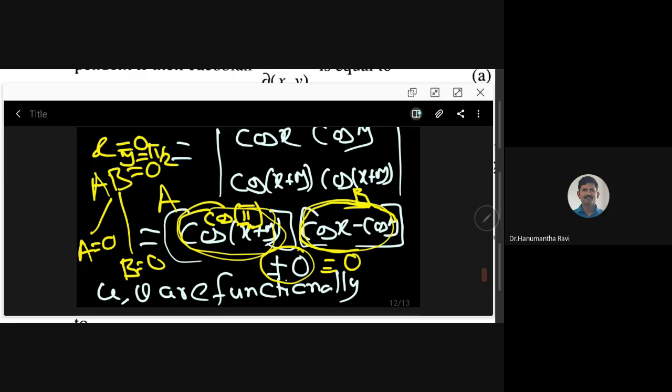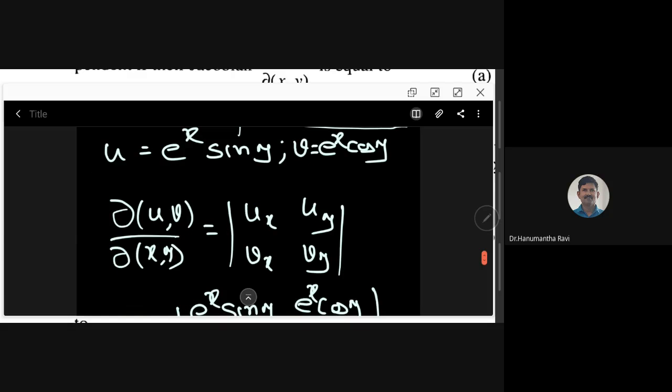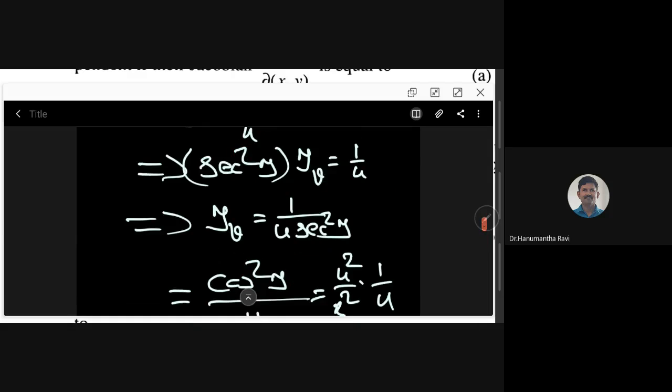Therefore, this is not equal to 0. See, the negation of equal to 0 means identically equal to 0 for all x and y. That is the meaning. Identically equal to 0 for all x and y. Here I told at the beginning.